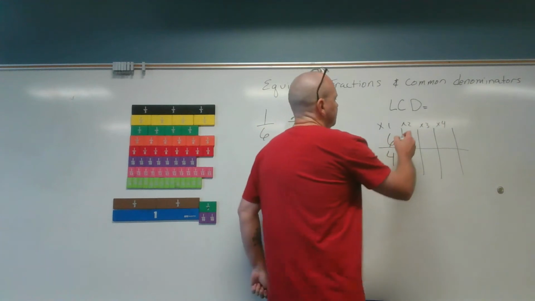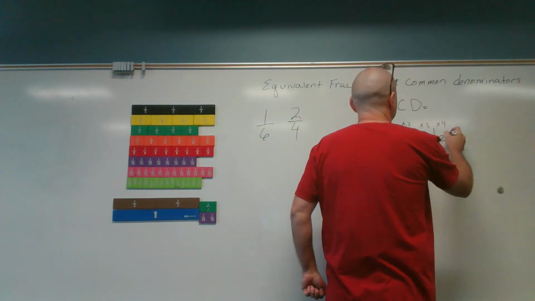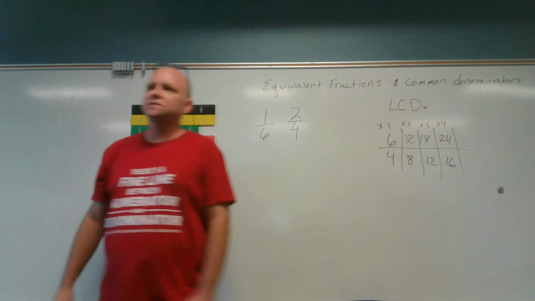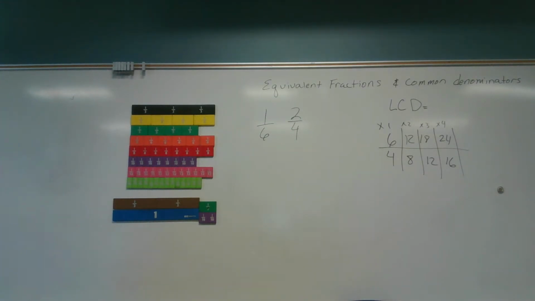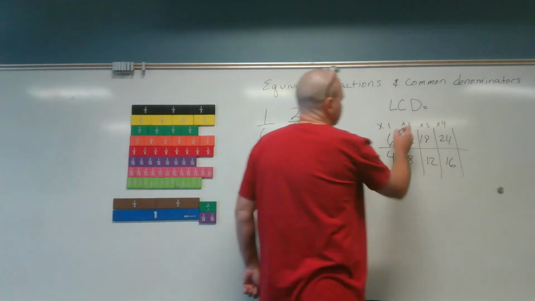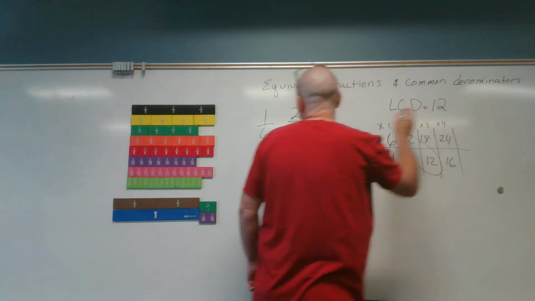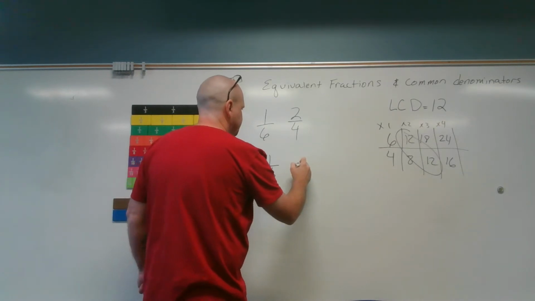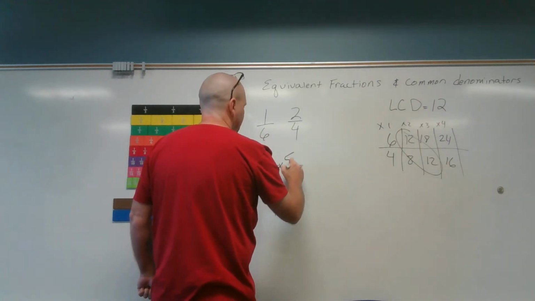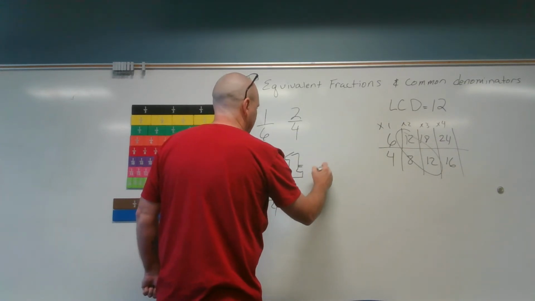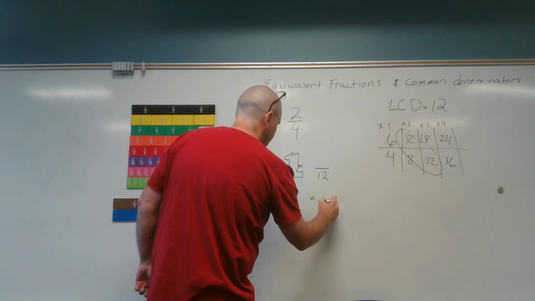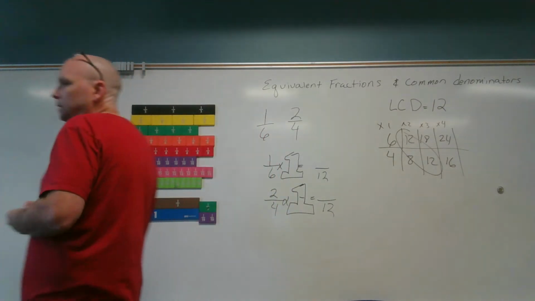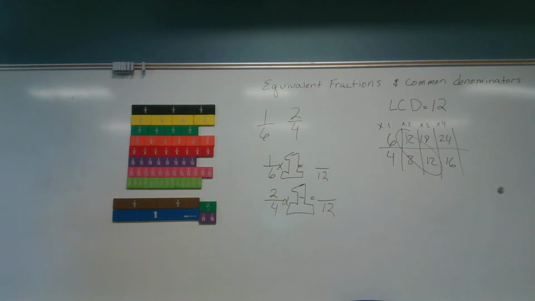Okay? So 6, 12, 18, 24, 4, 8, 12, 16. My least common denominator is what, Joshua? 12. Least common denominator is 12. I need to change 1/6 to something over 12, and 2/4 into something over 12. I need to do that by multiplying each of these by a fraction that equals 1.